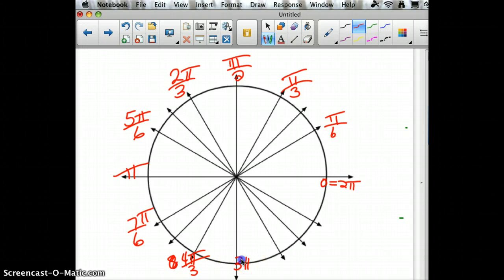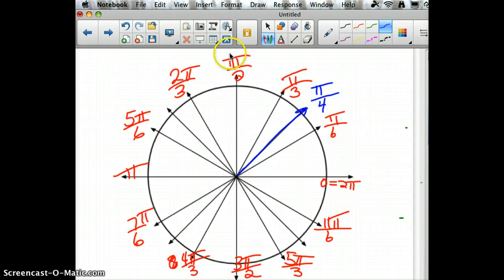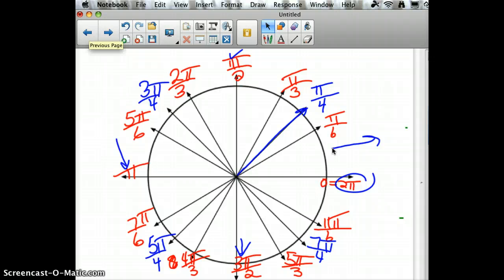9/6 pi, which is 3 pi over 2. 10/6, which is 5 pi over 3. And 11/6. Done. Well, let's do the other ones then. Remember, 45 degrees is pi over 4, or 1/4 pi. 2/4 pi, 3/4 pi, 4/4 pi, 5/4 pi, 6/4, 7/4, and 8/4. And I have just done that without memorizing anything.